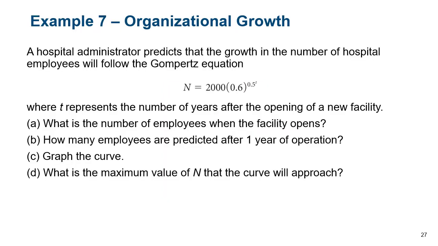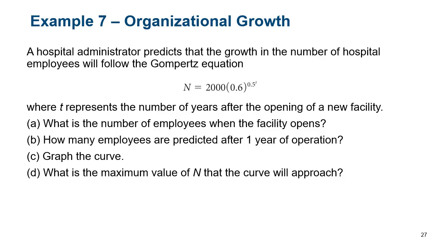A hospital administrator predicts that the growth in the number of hospital employees will follow the Gompertz equation with 2,000, and so on. What is the number of employees when the facility opens? Well, t represents the number of years after opening, so the facility opens when t equals 0. If we plug a 0 into t, we get 0.5 to the 0, which is just 1. Then we get 0.6 to the 1, which is just 0.6. So we're basically just taking 60% of 2,000.